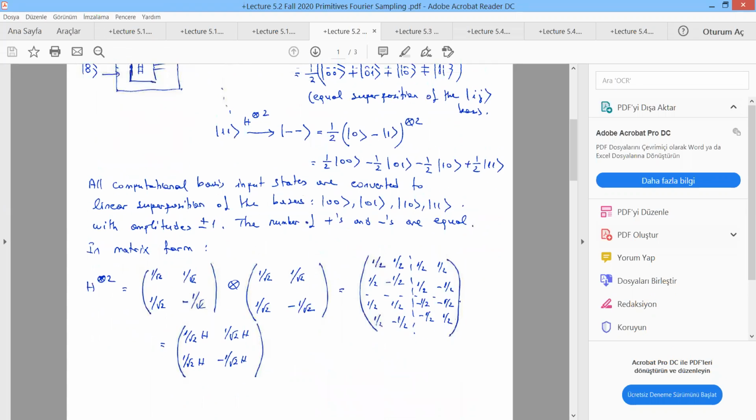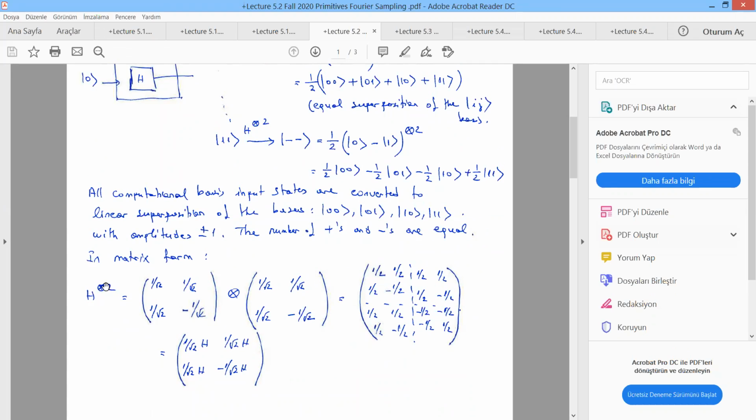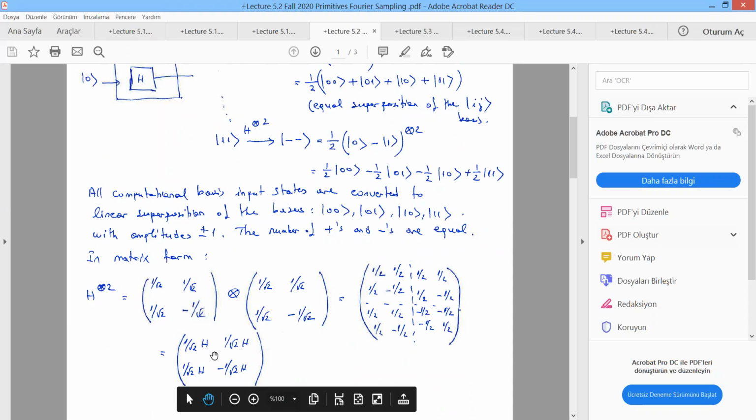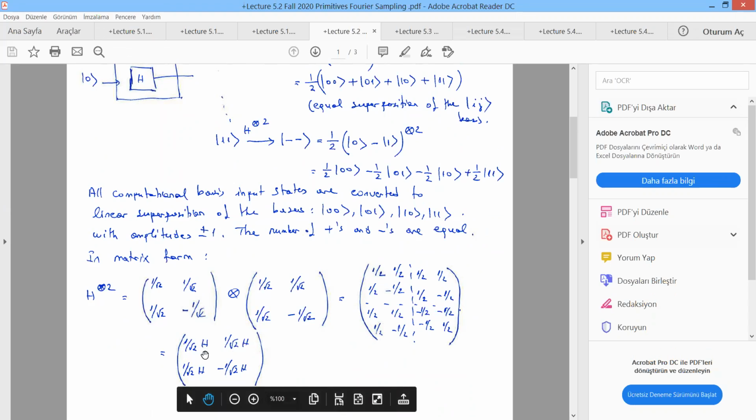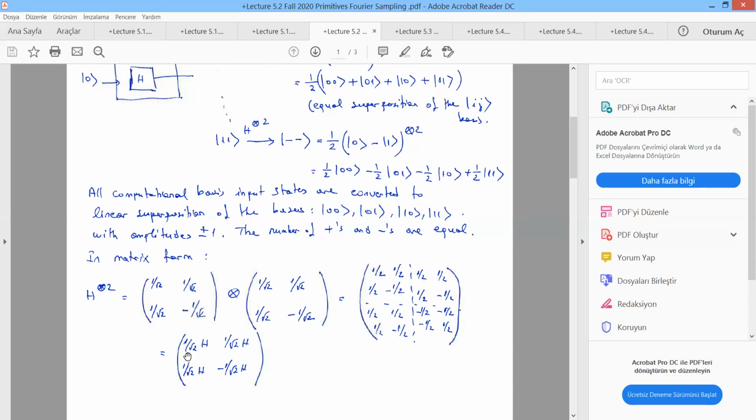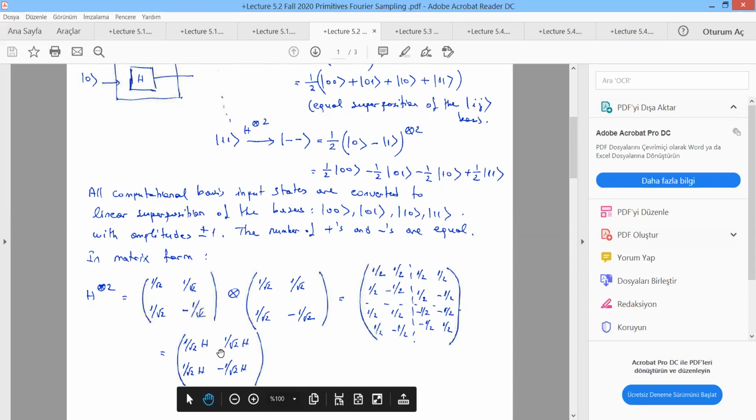In matrix form, this H tensored twice, you could represent this in matrix form, right? This is H tensored with H. We have seen this in the class, but I think it's important or useful to remember. This kind of tensor product means you multiply each one of the elements of the first matrix with the second matrix. So this is 1 over square root of 2 H, 1 over square root of 2 H, 1 over square root of 2 H, minus 1 over square root of 2 H.